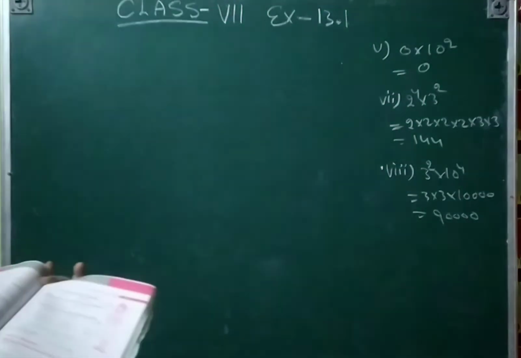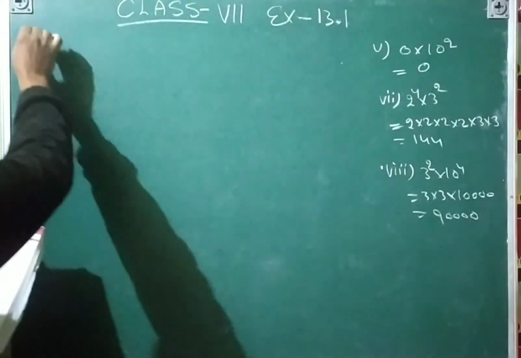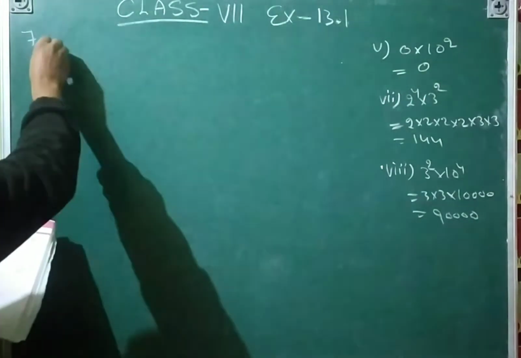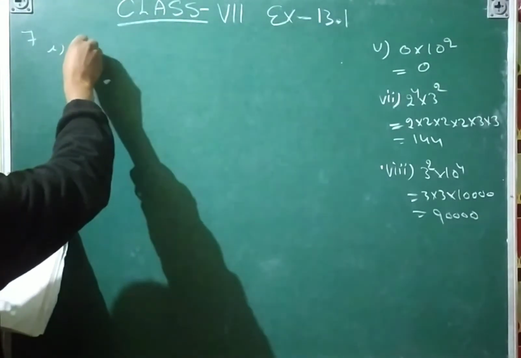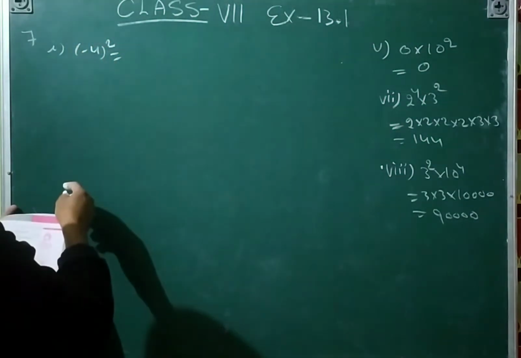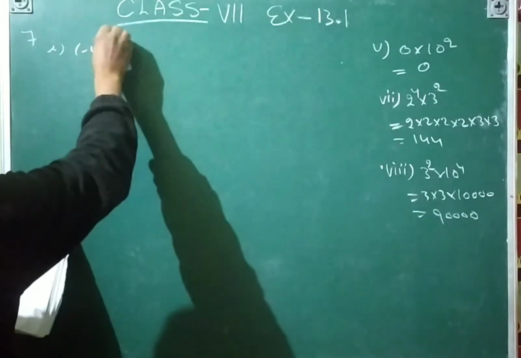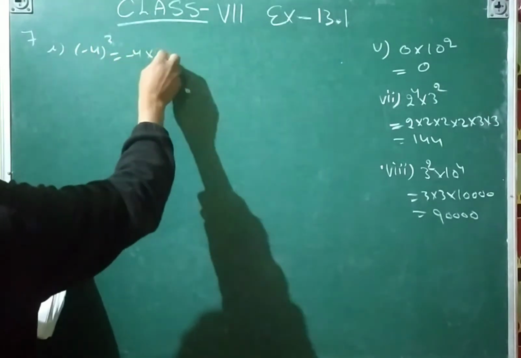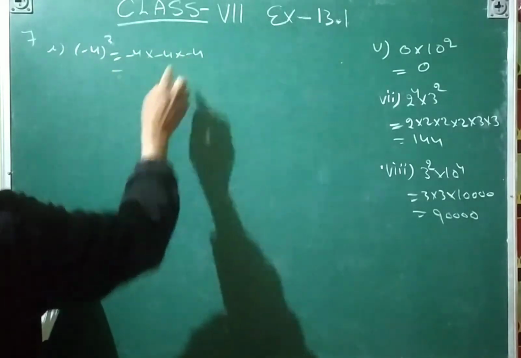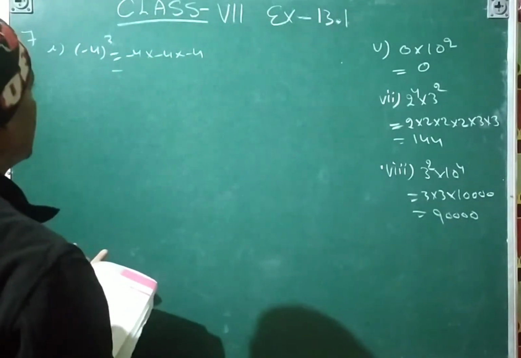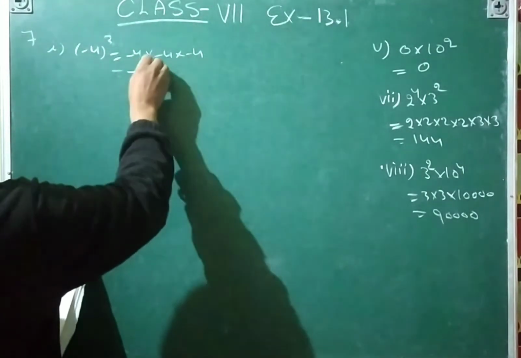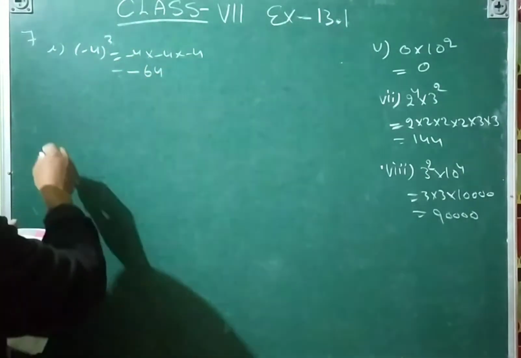Next is the 7th question. Simplify. That's also the same type of question. -4 power 3. So -4 into -4 into -4. So 1 2 3 times minus is coming. So 3 is odd. So that will be minus. 4 fours are 16, 16 fours are 64.